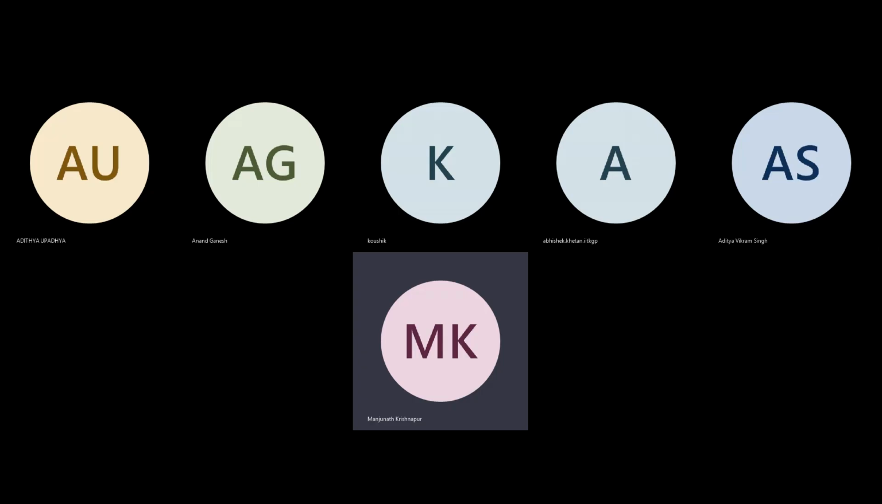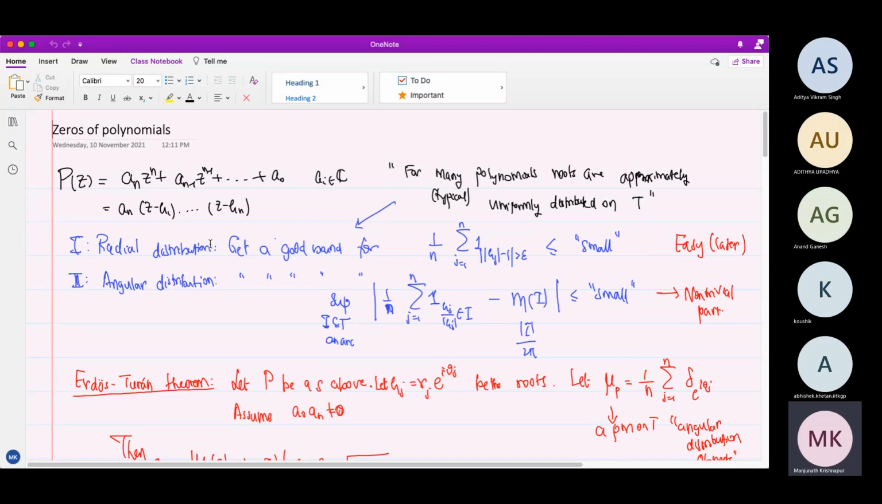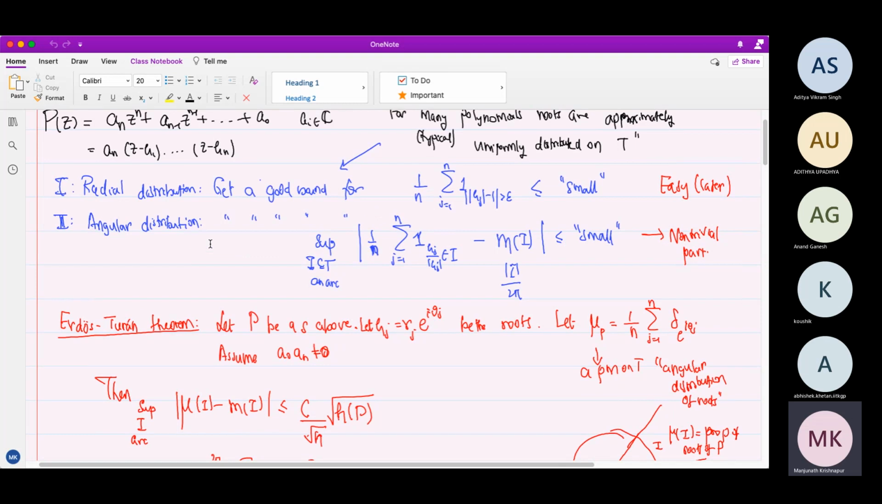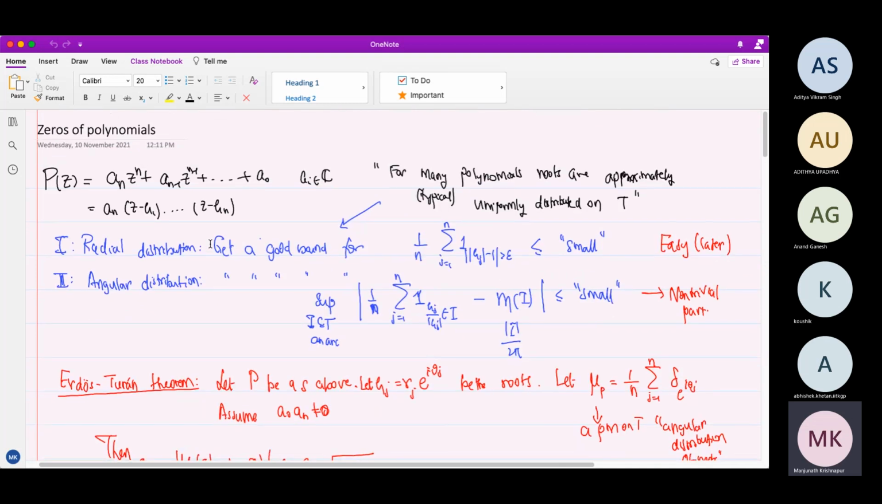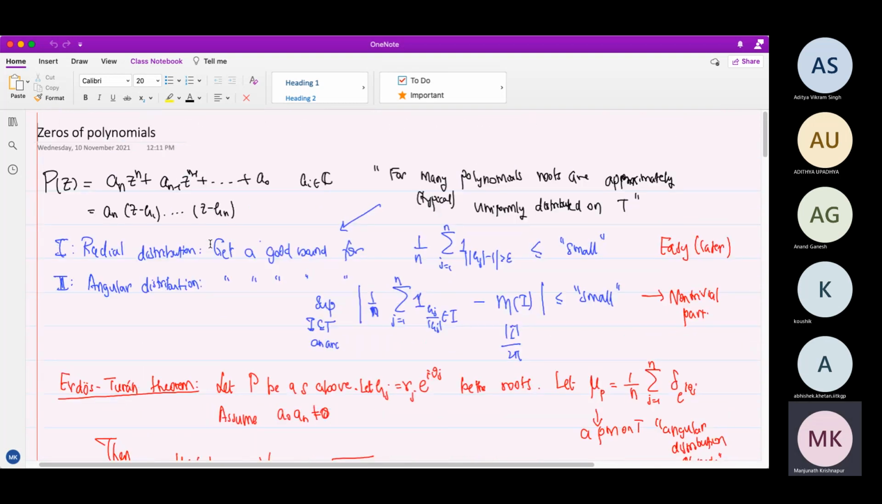Polynomial zeros, equidistribution of polynomial zeros. So in many cases, I showed pictures last time, the roots of a polynomial tend to lie almost uniformly distributed on the unit circle. They're neither exactly on the unit circle nor exactly uniformly distributed in angle, but close to. That's what pictures show. And towards that, we began proving one important theorem.